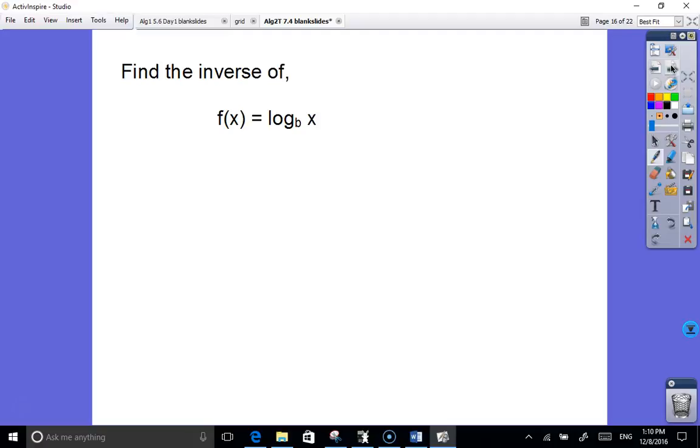Okay, well first, you have to replace the f of x with a y, right? So first do that. So y equals log base b of x. Okay, then we switch the x and the y. x equals log base b of y. Okay, then what's the next step?